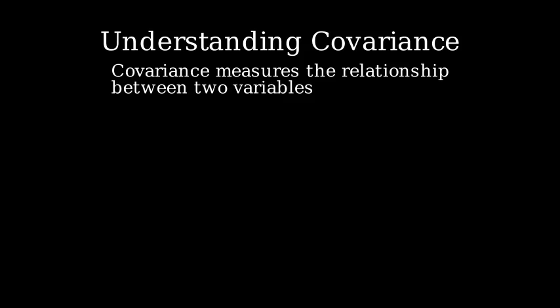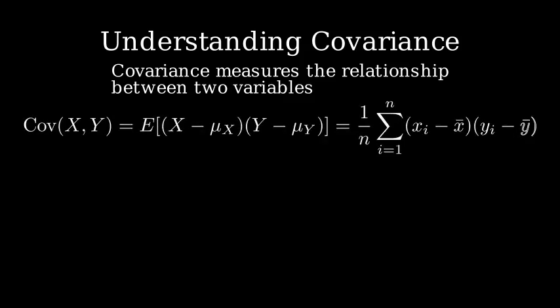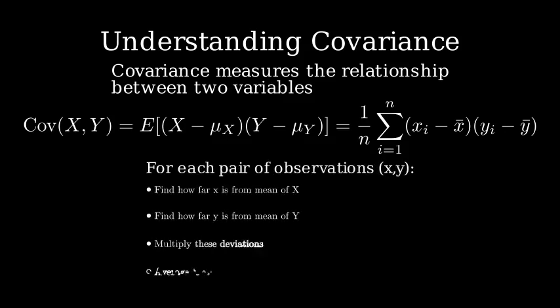Let's start with the mathematical definition of covariance. The covariance between two variables x and y is defined as the expected value of the product of their deviations from their respective means. More simply, we calculate how much each x value differs from the mean of x, how much each y value differs from the mean of y, multiply these differences together for each pair, and then take the average. Let's visualize this with a simple example.